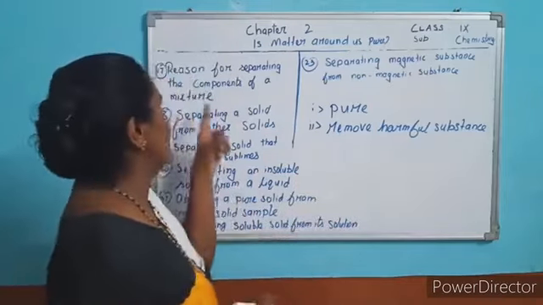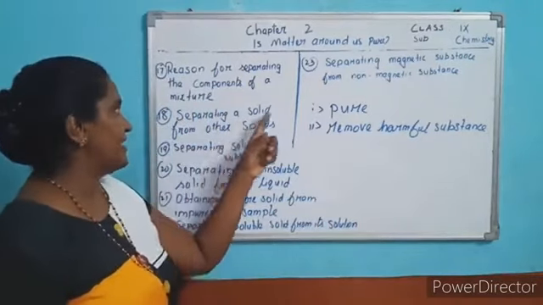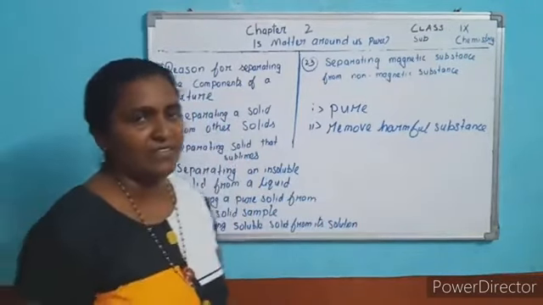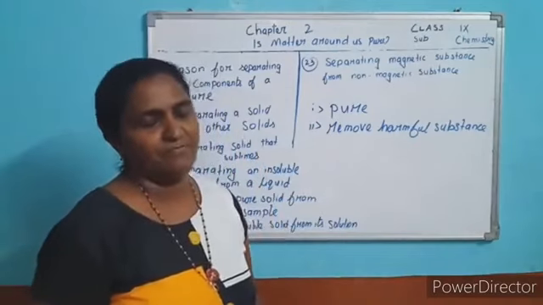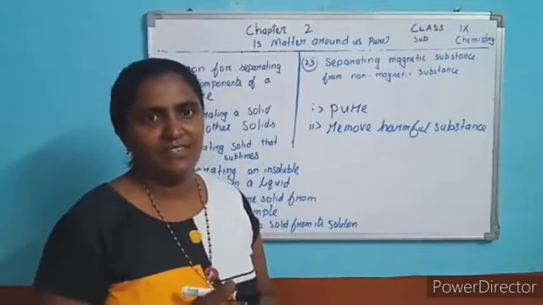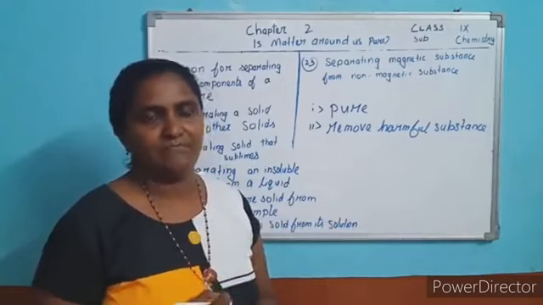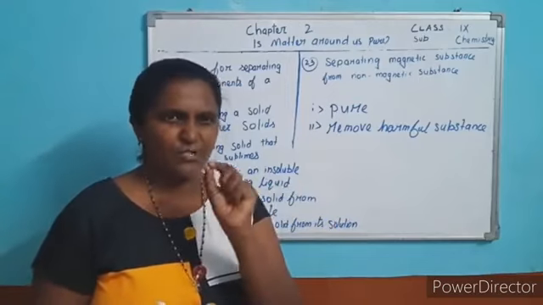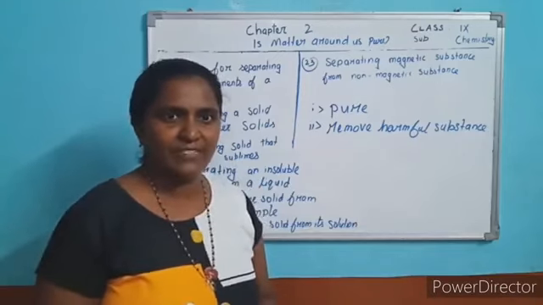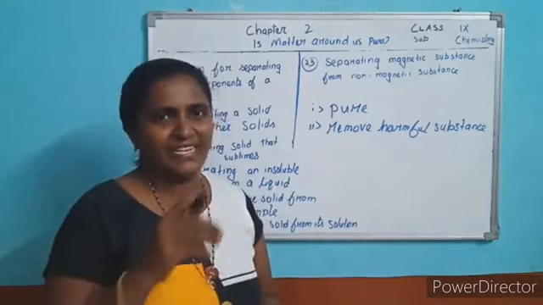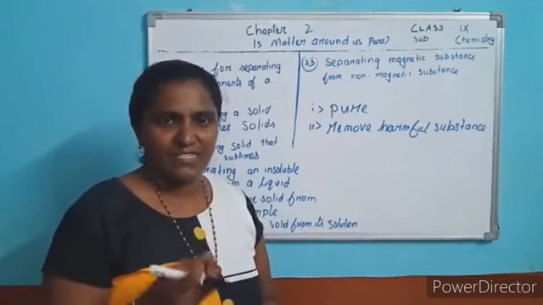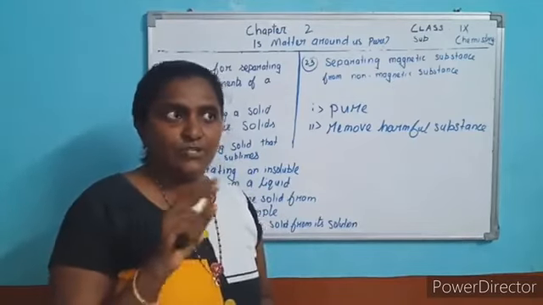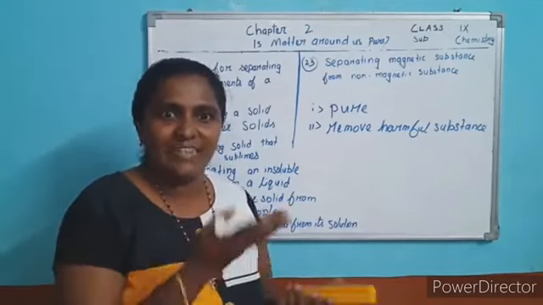So the next question is, how will you separate a solid from another solid? Two solids are mixed. How will you separate the components from the mixture? For example, rice with small stones. How will you separate? By a simple method, hand picking. And if it is sugar with rice, some sugar is mixed when you purchase rice. How will you separate the sugar?